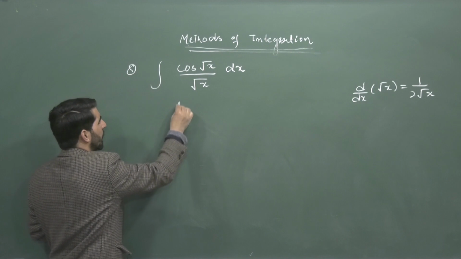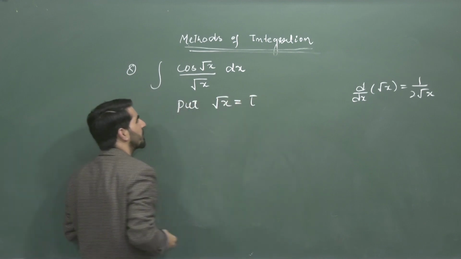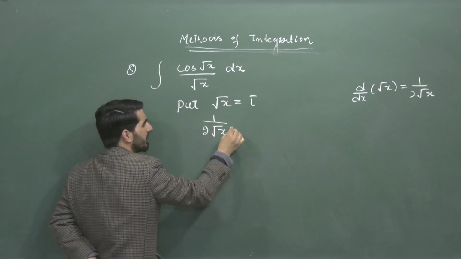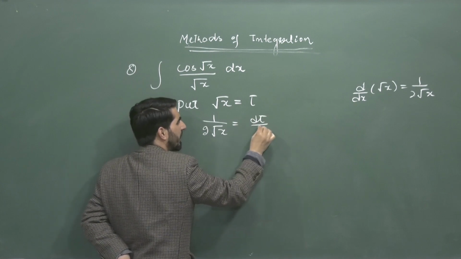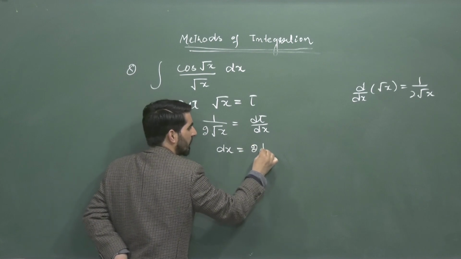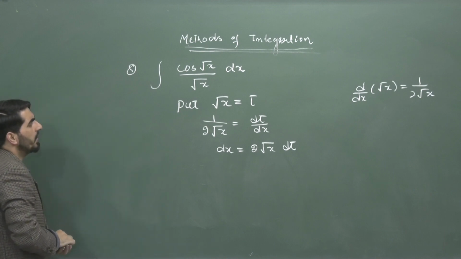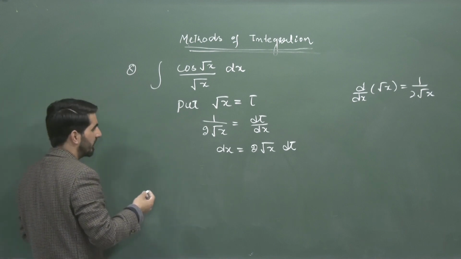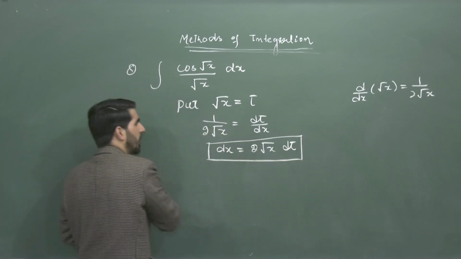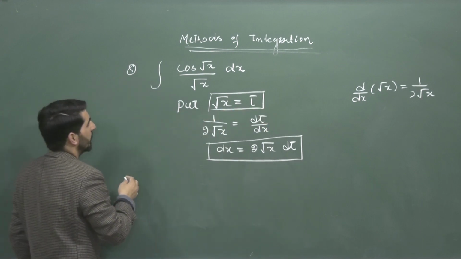Now, we will put here root x is equal to t. So, the differentiation of root x will be 1 divided by 2 root x is equal to dt divided by dx, and dx is equal to twice root of x into dt. Now, substituting these values in the original function, that is the value of dx and the value of root x, what will we get?